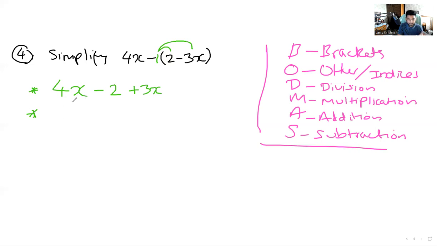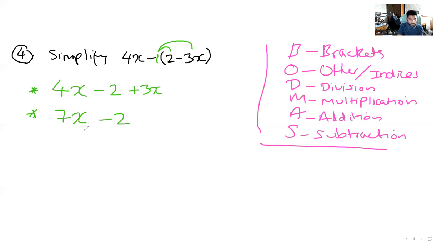This is what you call collecting like terms, guys. If it was 4a minus 2 plus 3a, you do the 4a and the 3a together. If it was 4x minus 2y plus 3z, you couldn't add any of those together because they're different letters. In this case, we have the same letters. This is what you call like terms. So it's 4x plus 3x, which is going to be 7x. So 7x minus 2.